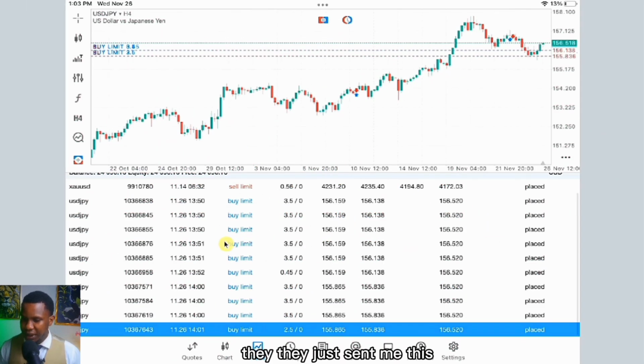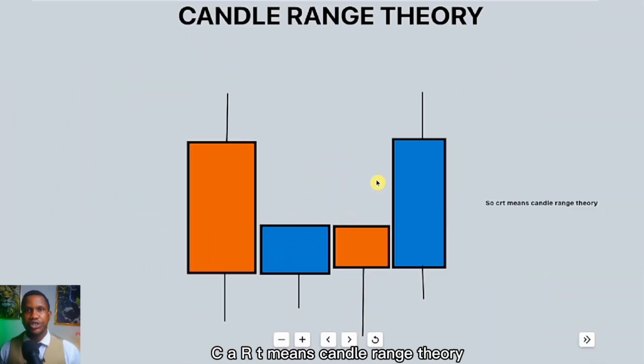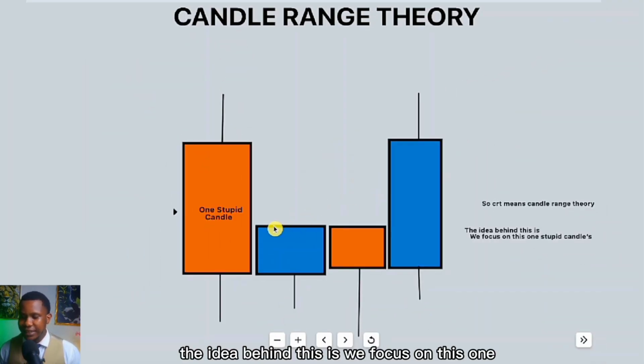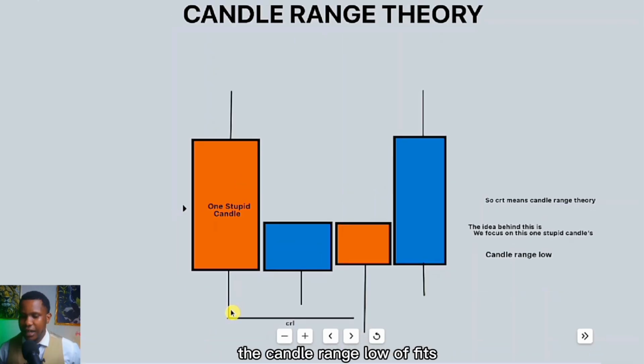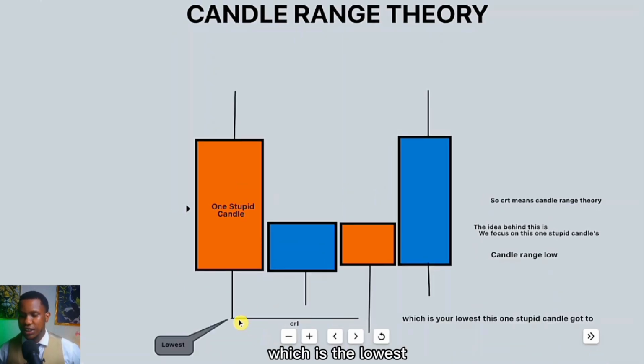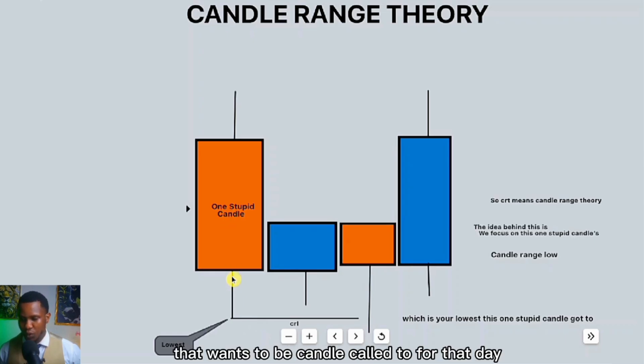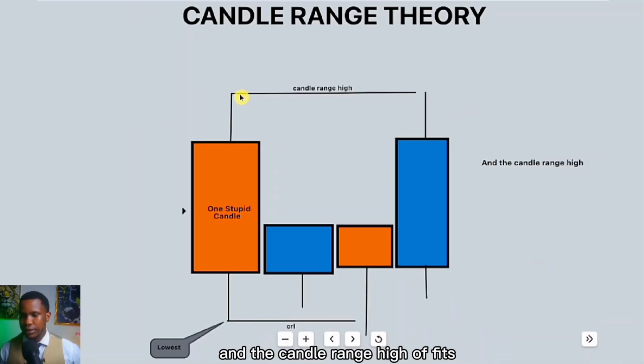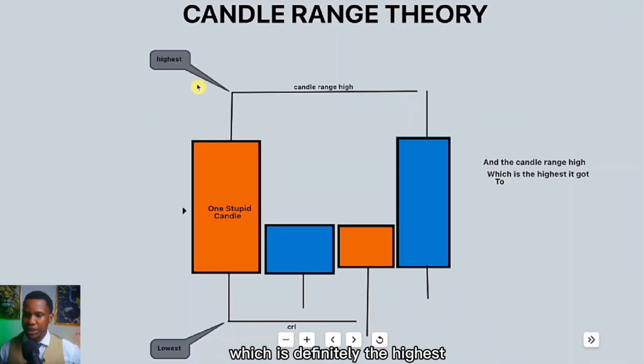They just sent me this. This is the limit order of this USDJPY trade. CRT means candle range theory. The idea behind this is we focus on this one candle. The candle range low of it, which is the lowest that one candle got to for that day, and the candle range high of it, which is the highest this one candle got to for that day. This is how we trade it.